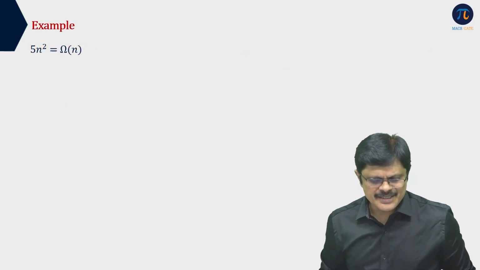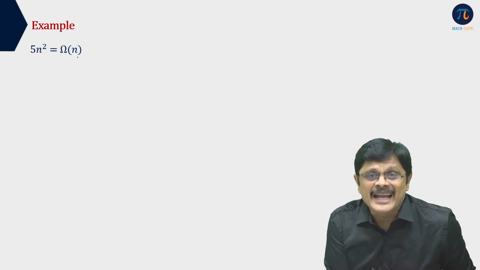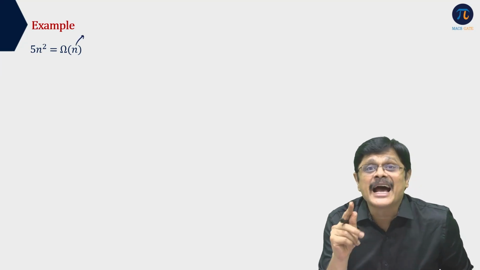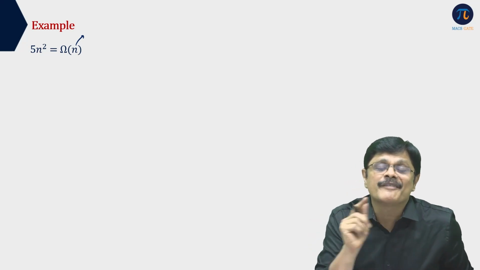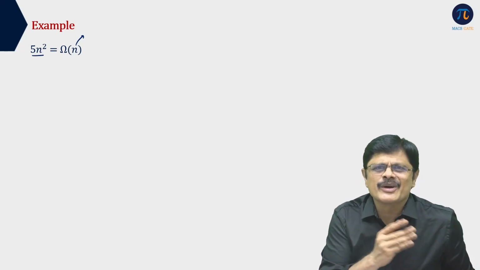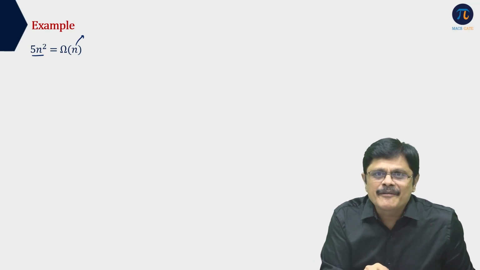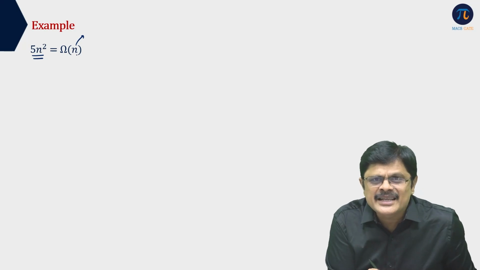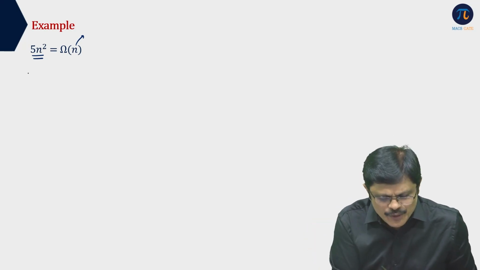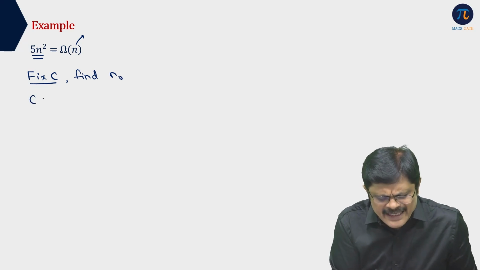Okay, so let us take one simple example. I want to show that 5n square is big omega of n. So n becomes the asymptotic tight lower bound for 5n square. See, my dear friends, here it is n square and it is n. Obviously, n square is larger than n. You can agree. But if you want to prove it, whenever this order is larger than this, you can take any C, it works. You have to fix C and find n naught. That is the procedure. Here any C will work. I'll take C equal to 1.